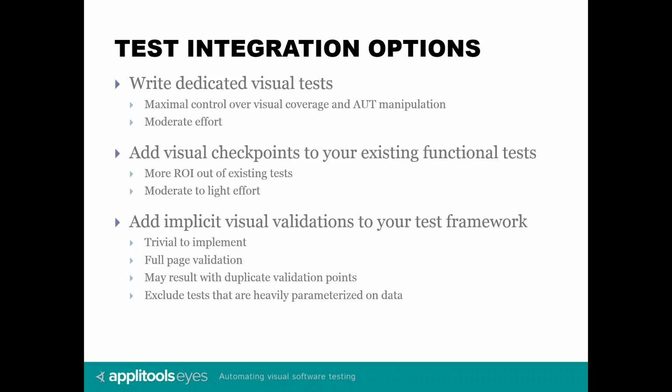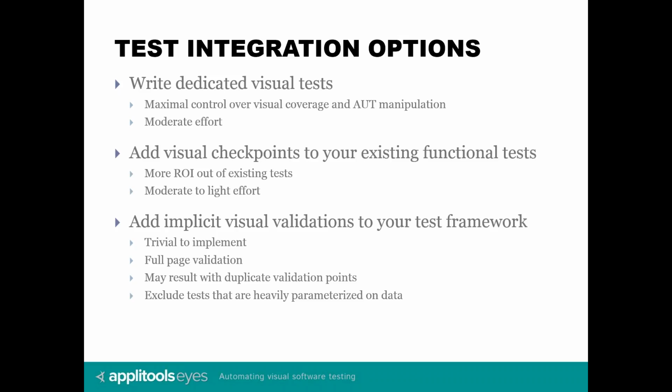So if there are pages that don't work well with full page validation because they're very dynamic or you only want to validate parts of them, then you need to find a way to exclude them in your framework. The second downside is that you get duplicate validation points. If all your functional tests, for instance, go through a login page, then all of them will validate that login page. So you'll have multiple validation points validating the same screen, and that is a downside unless you figure out nice ways to avoid that and maybe just write a dedicated test for the login screen which is shared among all the others.